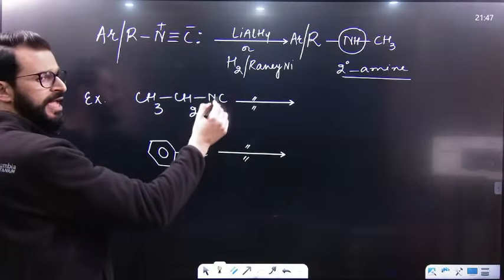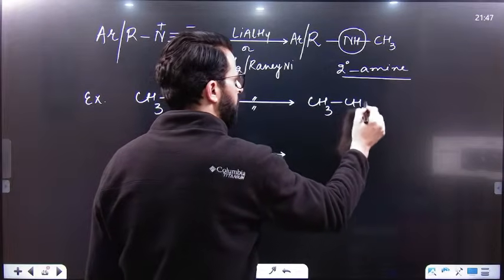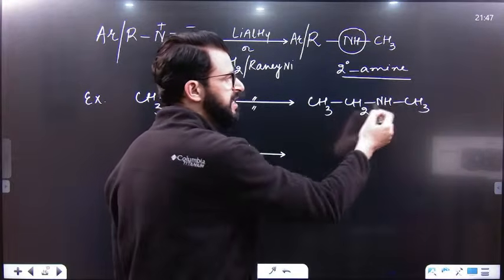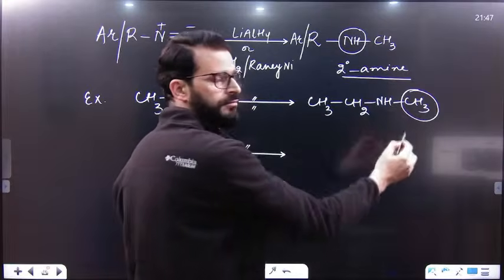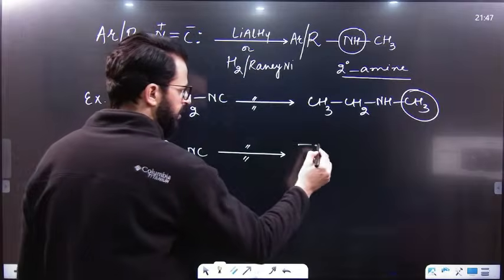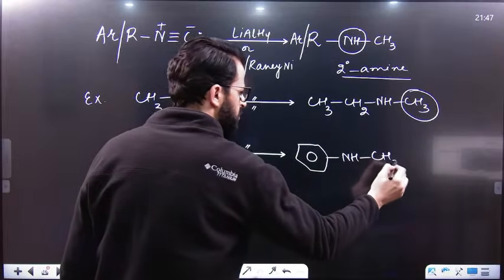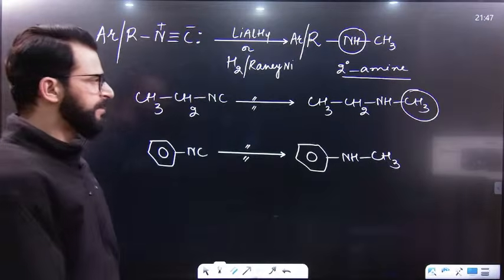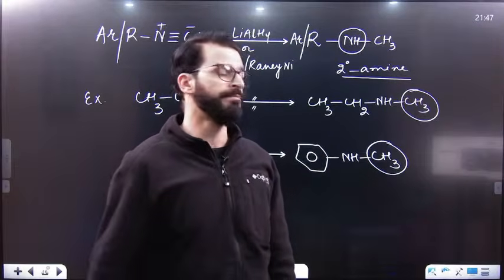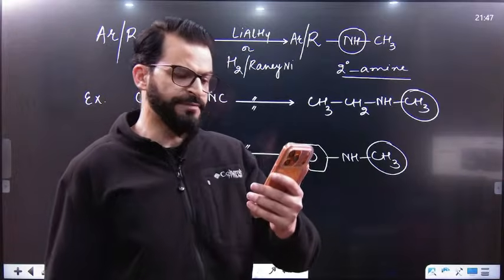You have to convert NC into NHCH3. That means our product will be CH3CH2, now convert N into NH, convert C into CH3. So have a look. This is a secondary amine, but at least one alkyl group attached to nitrogen is methyl. Similarly, here it will be like this. So it is NH and convert C into CH3. So this is once again a secondary amine, but in this secondary amine, one of the alkyl groups must be CH3. I hope this is clear. Let me know in the chat. Is this clear?